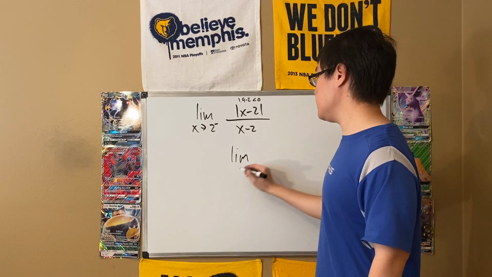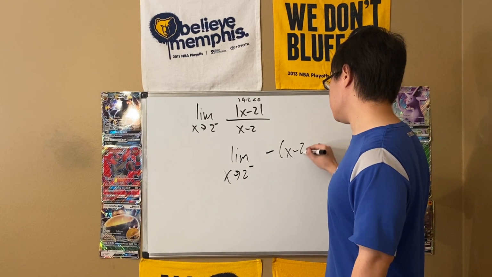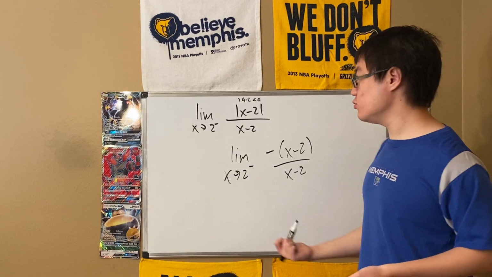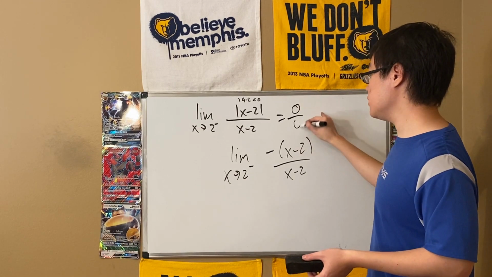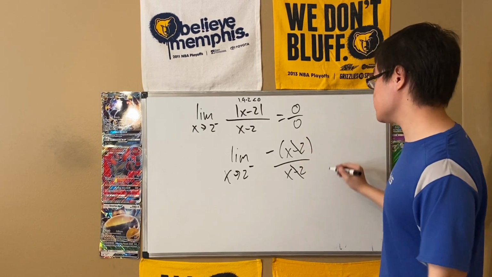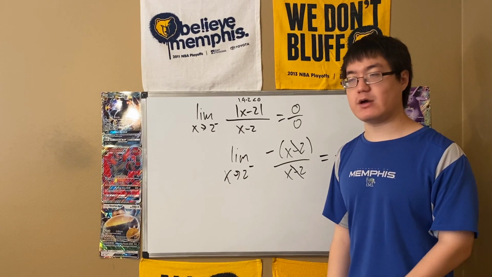So in this case, it'll be the limit as x goes to 2 minus of negative (x minus 2) over x minus 2. And notice that after we did our normal do-something step, because we had 0 over 0, good things immediately happen. These x minus 2's cancel, so it looks like we're left with the answer of negative 1. So that's again how you do absolute value.